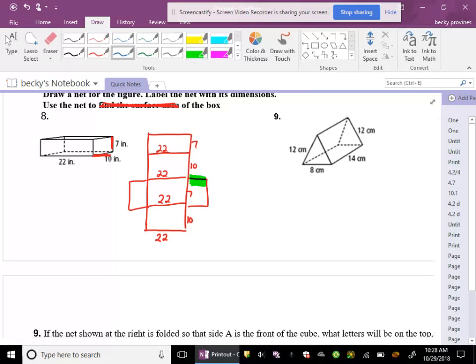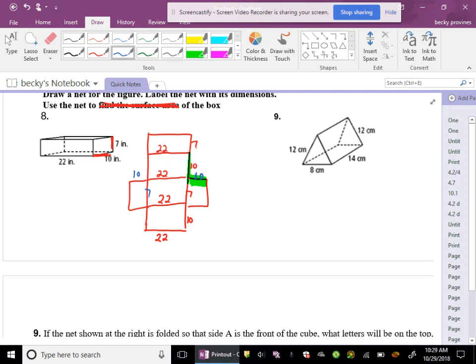Well, if you were to fold it, notice that this green side and this green side would touch. So this side here is also 10. And this is 7. And this is 10. So all you have to do is unfold the shape and put the numbers within the picture. Okay, that's all we're going to do today. It's really easy. Okay, so let's try number 9.